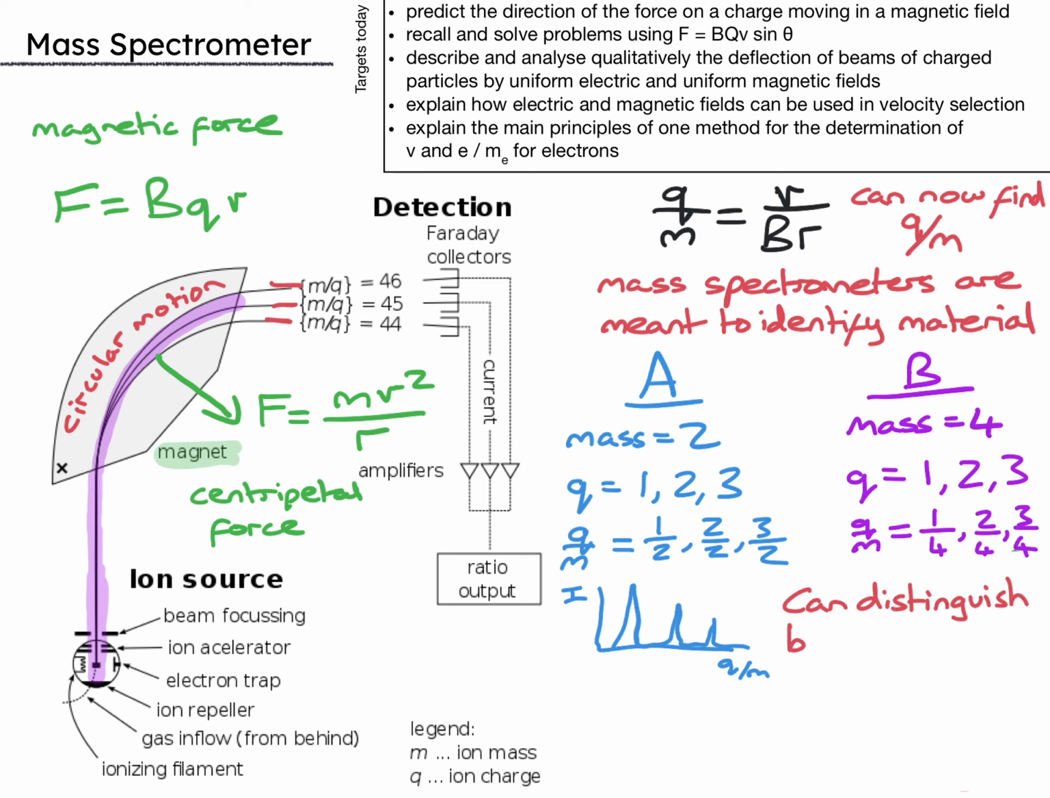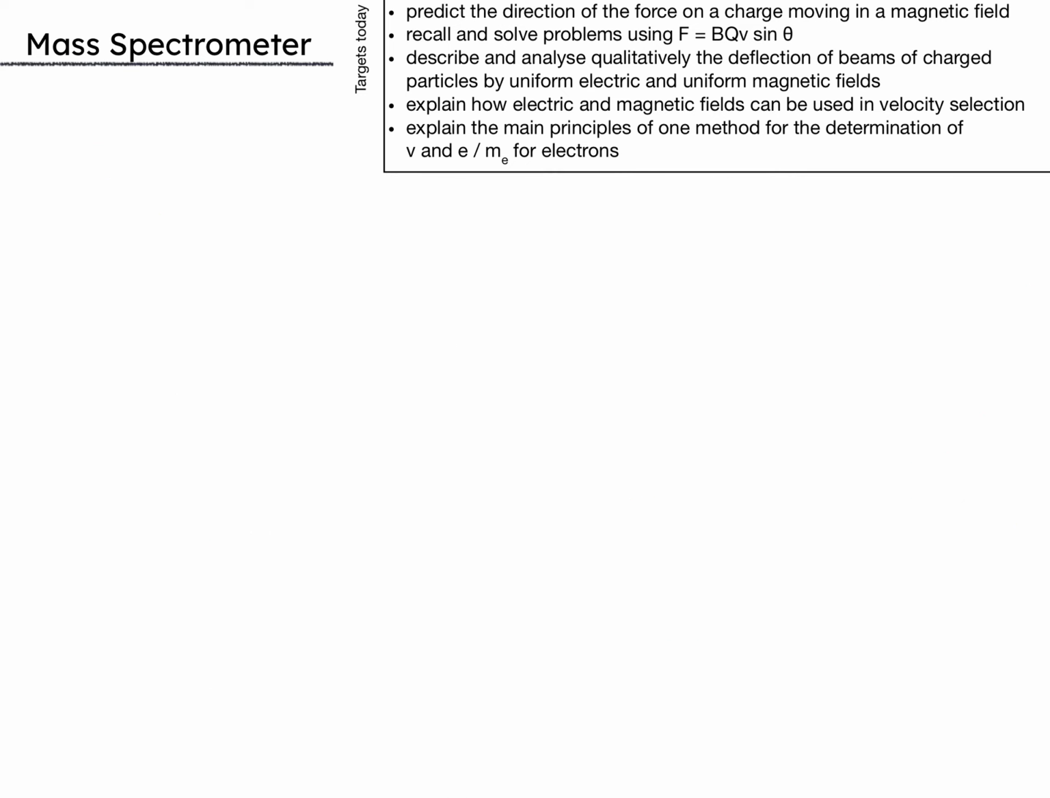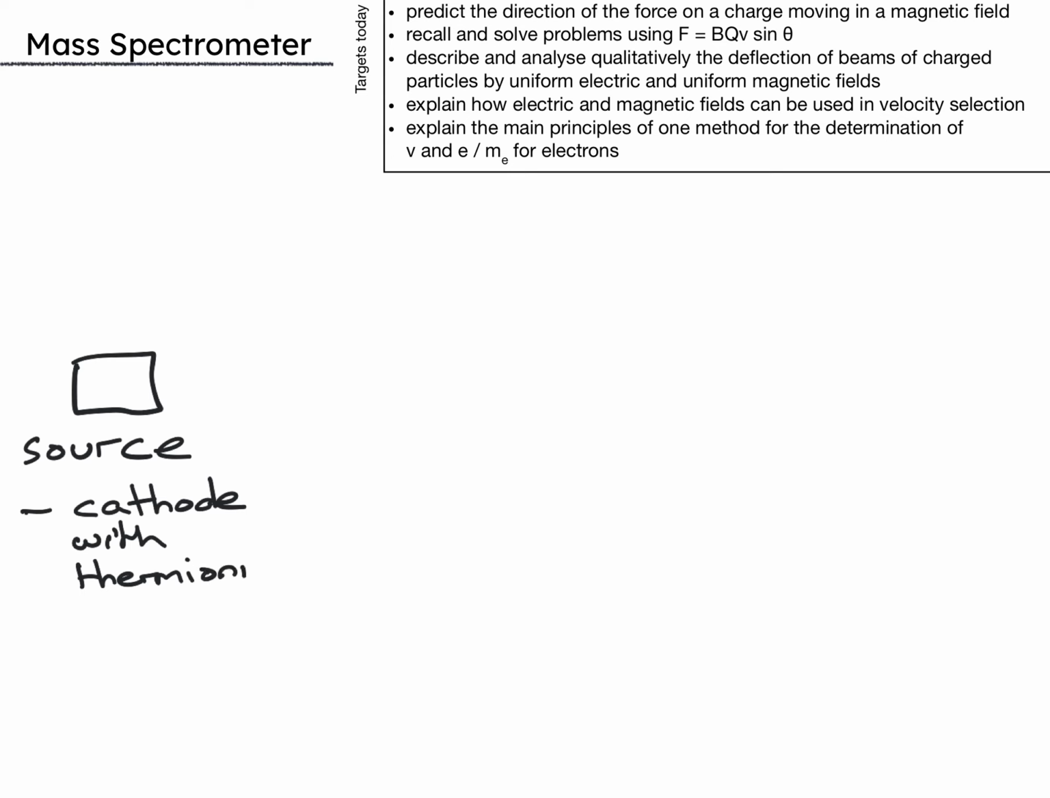This means that almost every time we can use mass spectrometry to tell us the composition with very high confidence. Sometimes the results are uncertain, but that's life. And that is the mass spectrometer. It has a source of charged particles at the start, which is going to be a cathode producing electrons via thermionic emission for A level.